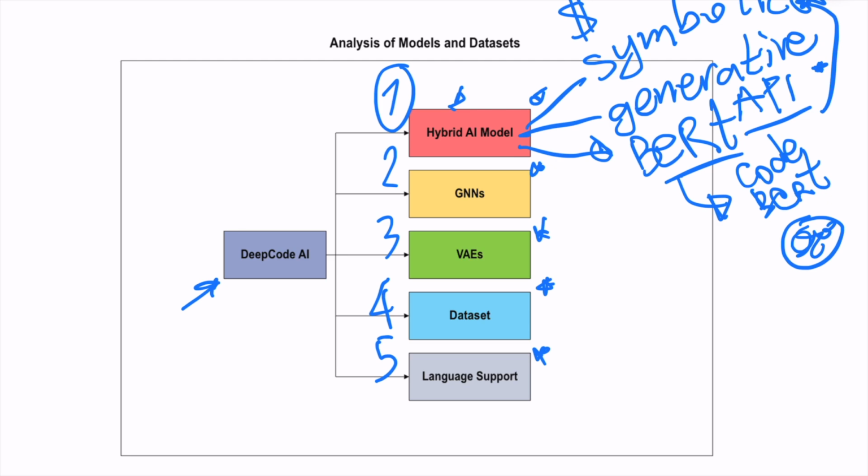But now let's move on to the graph neural networks, which we have over here. That's in point 2. DeepCode AI uses graph neural networks to model the relationships between various code components, such as functions, dependencies, and control flows. So by constructing a code graph, it identifies how different parts of the code interact and highlights anomalies.